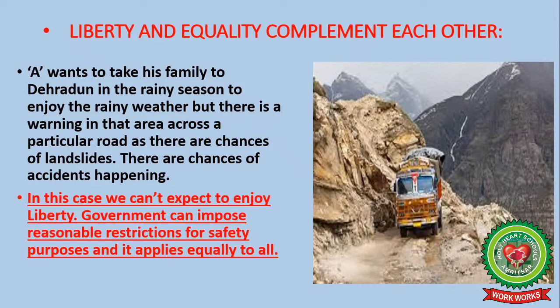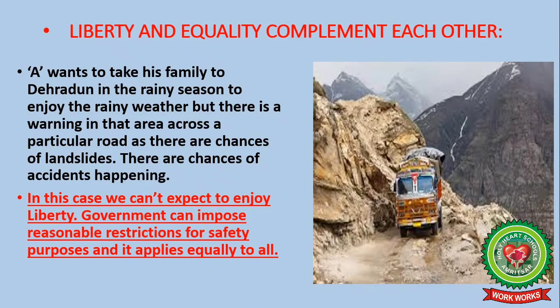Next example is A wants to take his family to Dehradun in the rainy season to enjoy the rainy weather. But there is a warning in that area across a particular road as there are chances of landslides. There are chances of accidents happening. Now, in this case, we can't expect to enjoy liberty. Government can impose reasonable restrictions for safety purposes, and it applies equally to all.